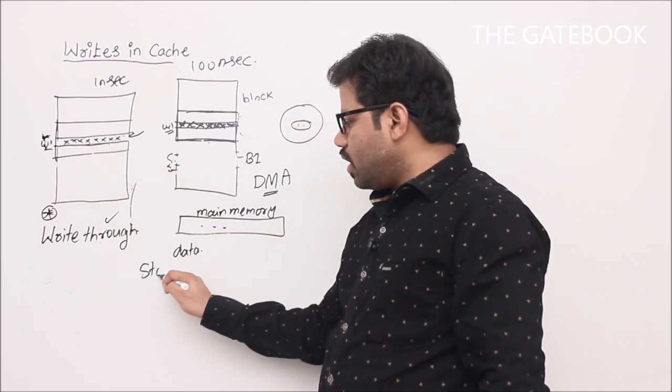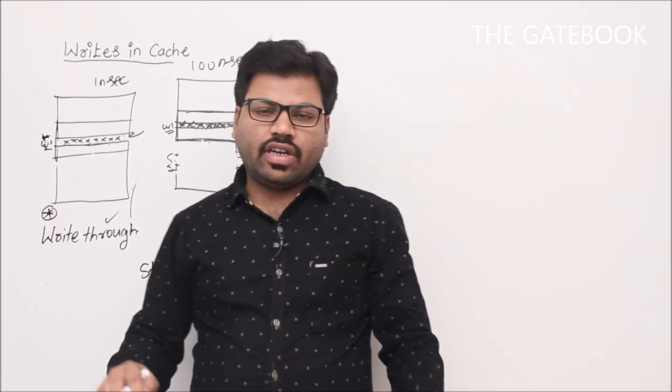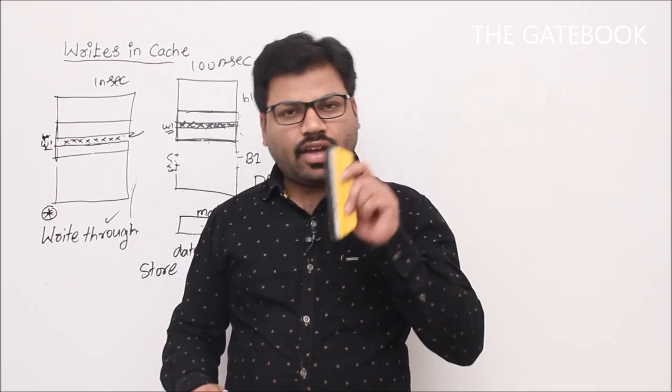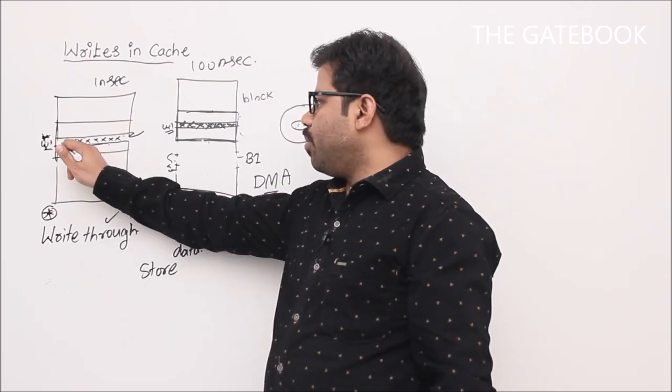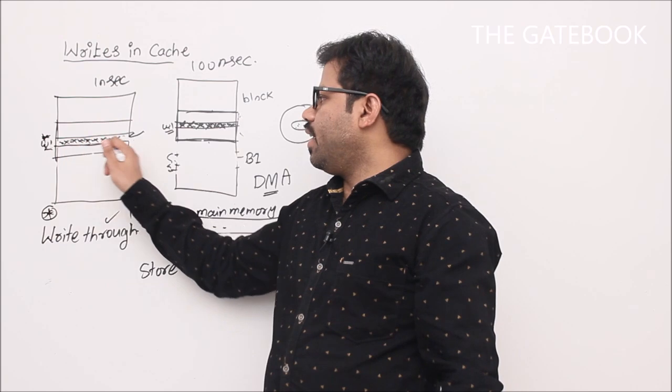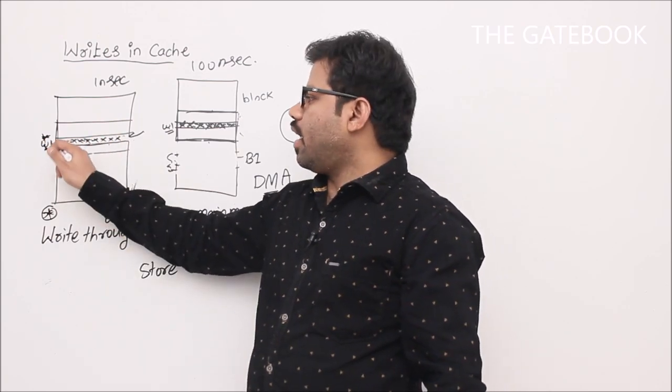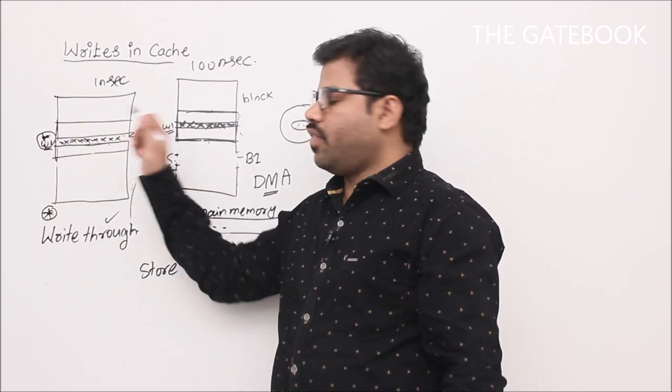I write here. Okay. So new data I have already. Do you remember store instruction? Whenever we execute store instruction, the store instruction has data and memory address, correct? So we'll come to this memory address and we write the data. So finally that corresponding word is modified, right?